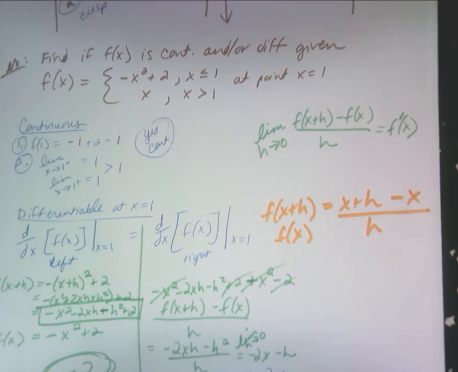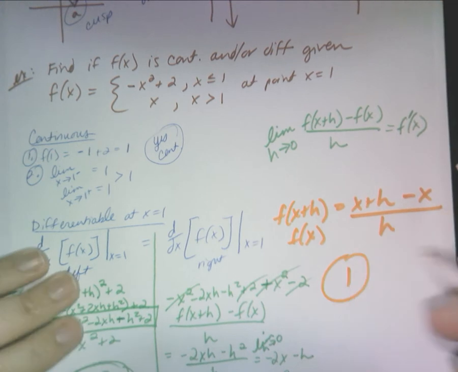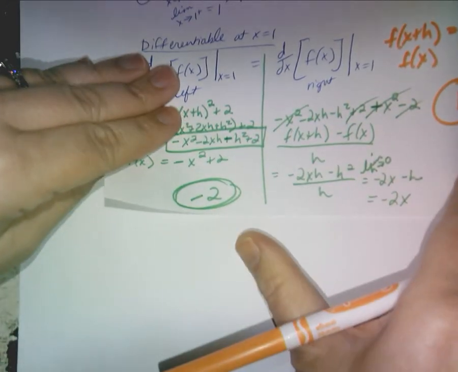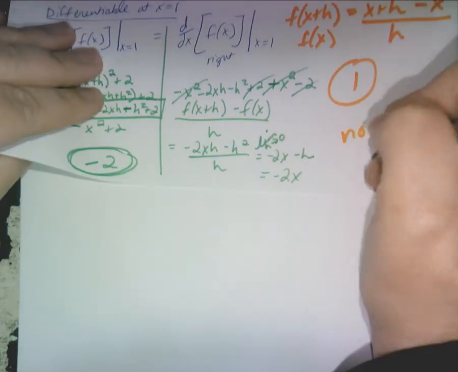1. So what is the slope on that side? 1. So I have 1 on this side, but I have a slope of negative 2 on this side. This is not differentiable. Not differentiable.